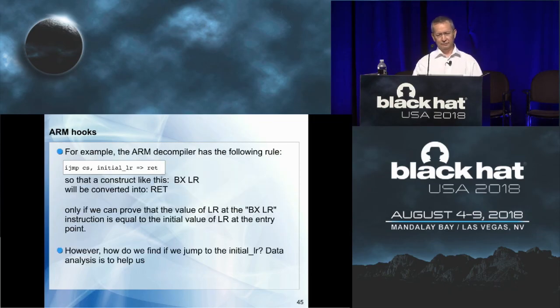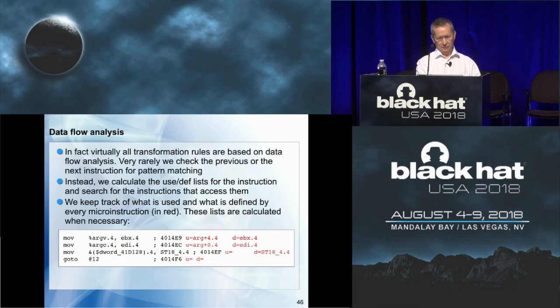For example, the ARM decompiler has a rule that converts an indirect jump into return, but for that we need to prove that LR is the same as the LR at the beginning of the entry point. We can do that by using the data flow analysis. Okay, therefore I have to tell you just a bit about the data flow analysis.